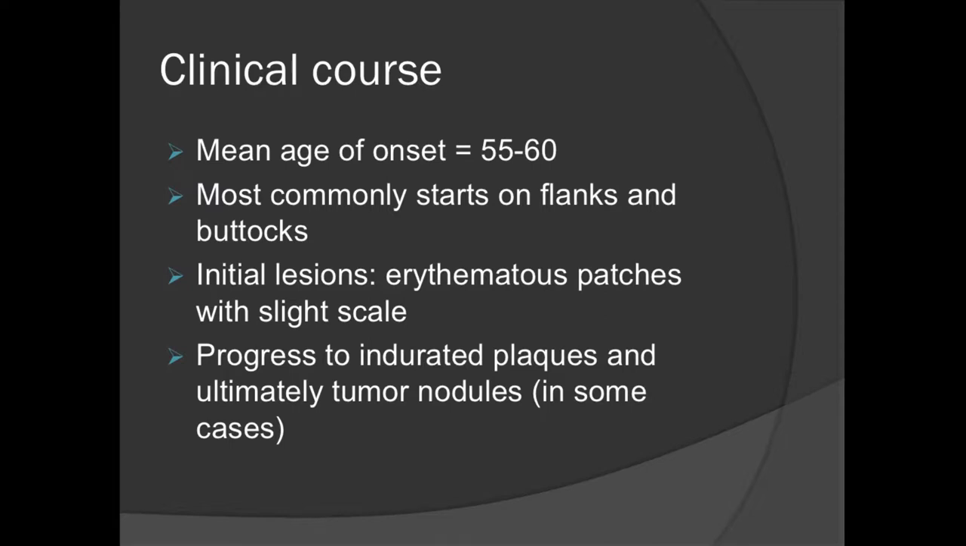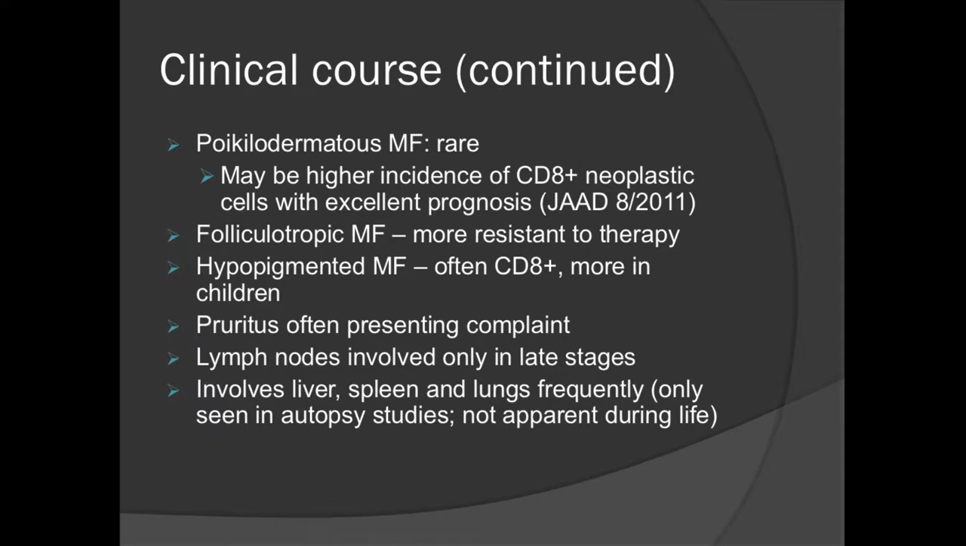And over literally decades, it may progress to an indurated plaque and then maybe to a tumor nodule, albeit in a very small minority of patients. Then there are different patients who read a different textbook, where they get a poikilodermatous variant. Instead of an erythematous patch, poikiloderma is a fancy word, so that some of it's thick and some of it's thin, and some of it's brown and some of it's white. It's all different patterns, and that's a different pattern of MF.